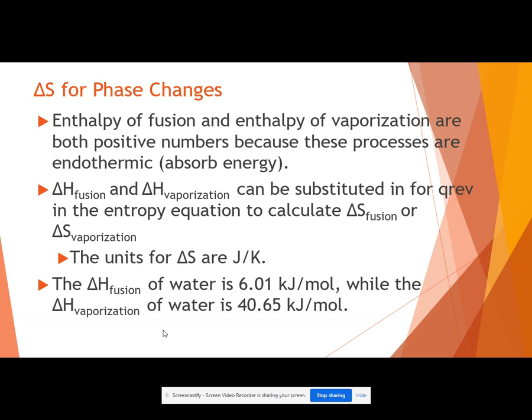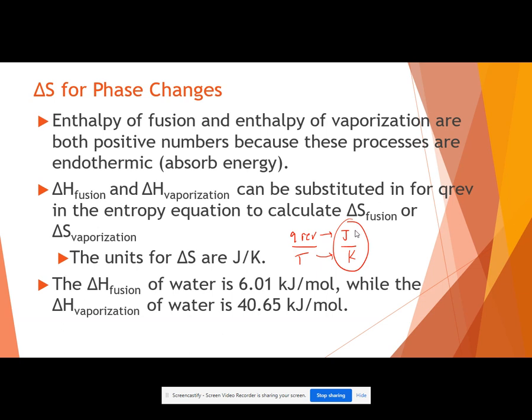If you're going to turn something into a gas, you have to add more energy, such as boiling a pot of water. Now, delta H of fusion and delta H of vaporization can be substituted for your Q of your reverse in your entropy equation. So this is how entropy and enthalpy are being related to one another. We can use our enthalpy values to calculate the delta S of fusion or delta S of vaporization. Now, delta S is always going to be given in the units joules per Kelvin. The reason for this is, if you look at the equation, Q of the reverse, Q is usually given in the units joules. Divided by temperature, which is given in Kelvin, so our units are joules per Kelvin.